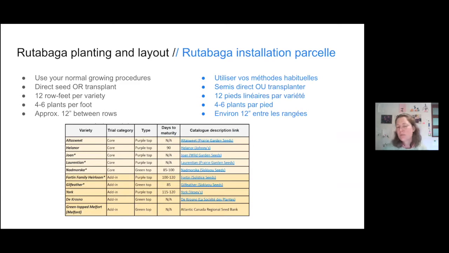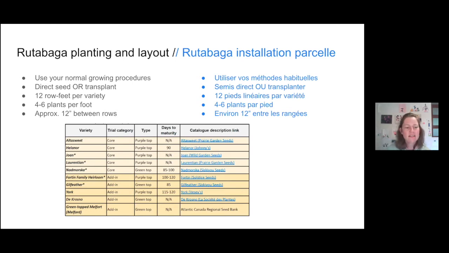Also, a lot of the breeding on rutabaga has been done in the past in Canada, even though these programs aren't very active currently. It is historically a crop that has a history here and in North America. But this year we have a set of 5 core varieties, which were derived mainly from varieties that performed relatively well in the trials last year, and we thought were very much worth repeating again. So that's these top 5 varieties: Alta Sweet, Eleanor, Joan, Laurentian, and Nadmorska.